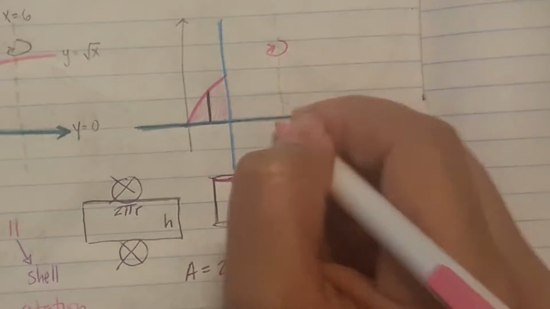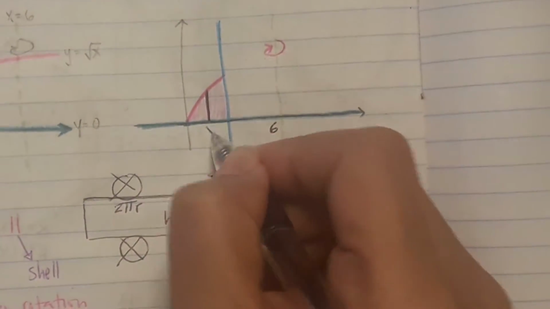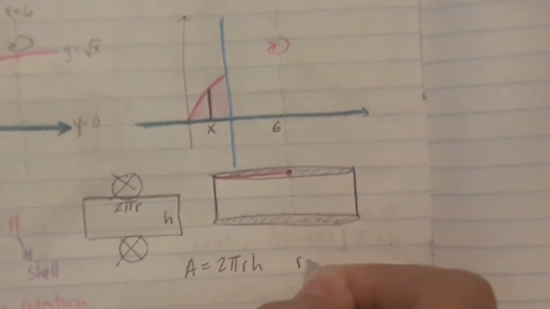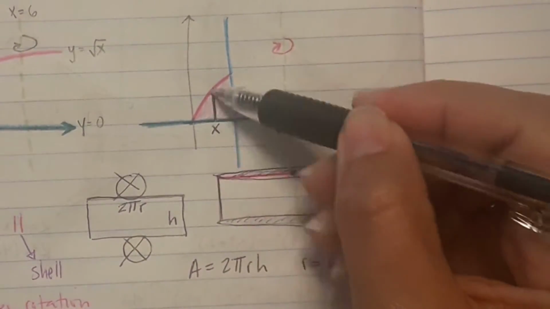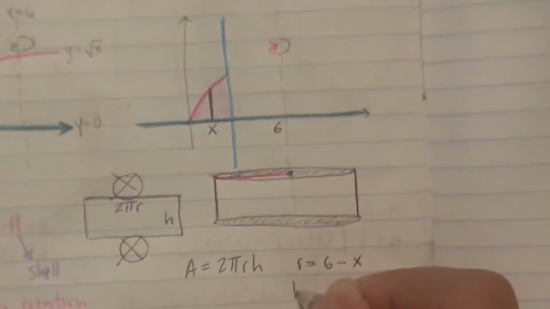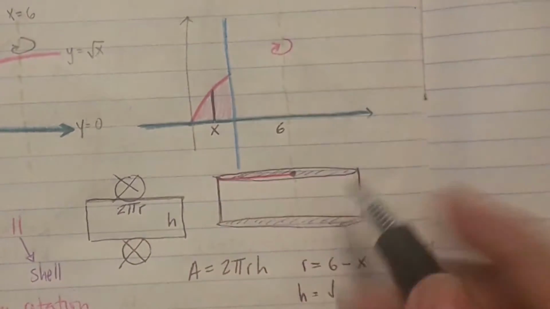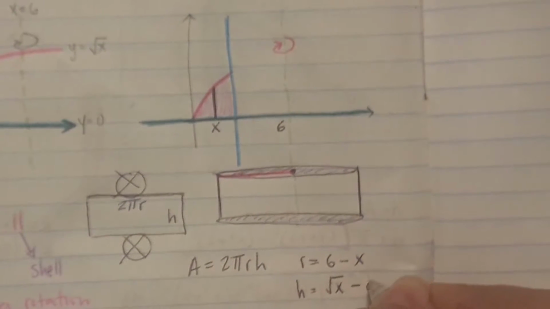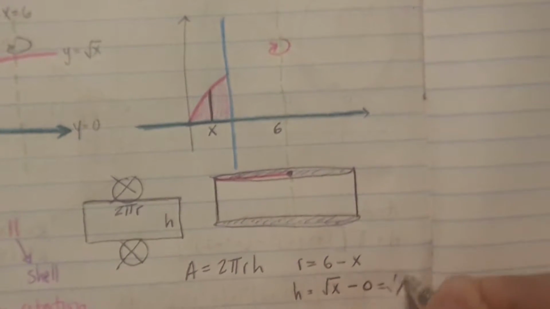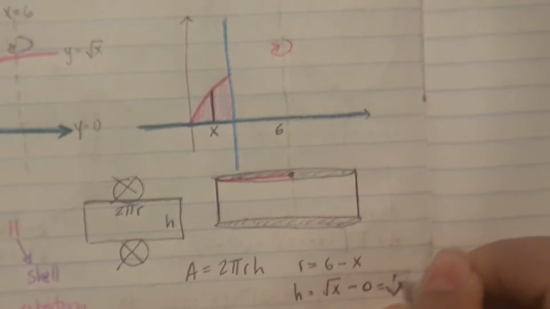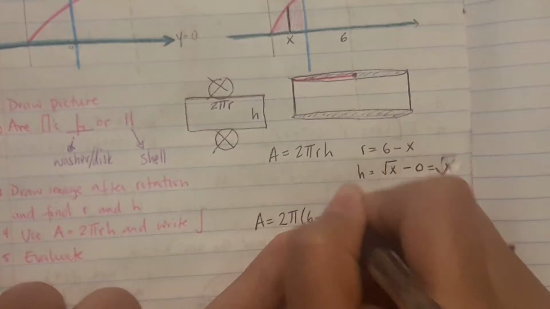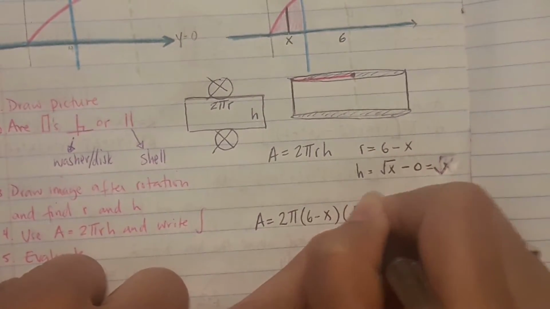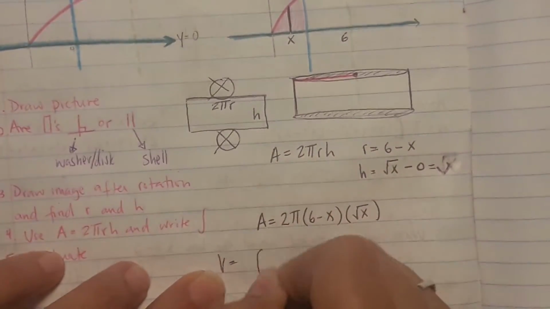It's really simple. So what's the radius of this? The distance from the line to the rectangle, let me call that x. So that distance there is 6 minus x. So that's the radius. The height is the height from y equals 0 to the actual curve. So height is radical x, because that's the curve, minus 0, because that's the y value, which simplifies to radical x. Alright, so the area is 2 times pi, and the radius is 6 minus x, and the height is radical x. Now we're just going to integrate it.